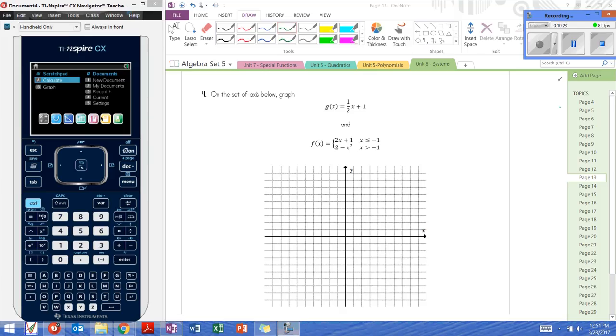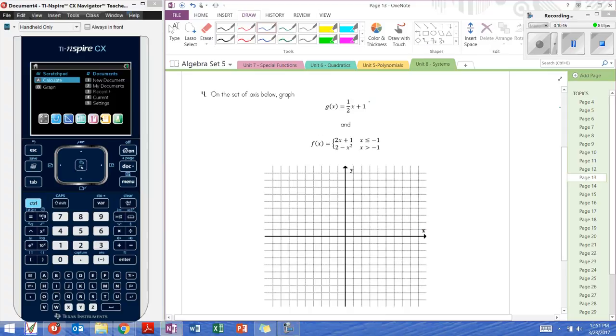Moving on to question number 4, it says on the set of axes below, we need to graph two functions. One of them is a linear function, that's g of x, and f of x is a piecewise function, and I know that it's piecewise because it's in two different pieces. Okay, we should be able to graph this line easily. So let's graph the y-intercept is at 0, 1, and its slope is 1/2, which means I go up 1 to the right 2.